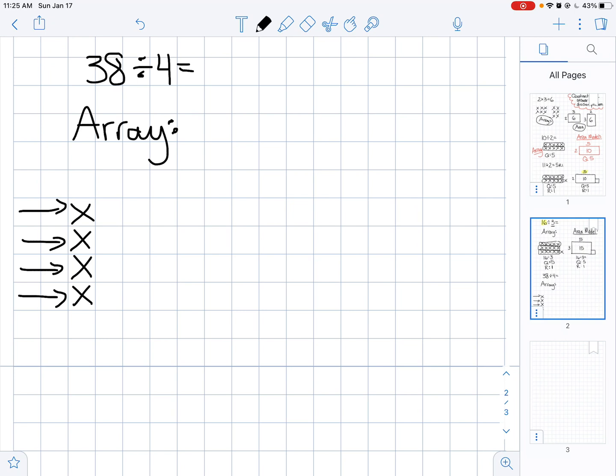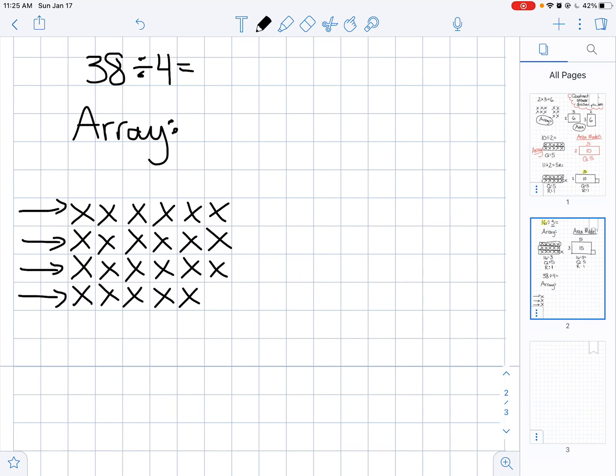I know 4 times 7 is 28. So I know that I'm going to have at least 7 columns. So I'm going to go 2, 3, 4, 5, 6, 7. That's 28. Plus another 4 is going to be 32. Plus another 4 is going to be 36.